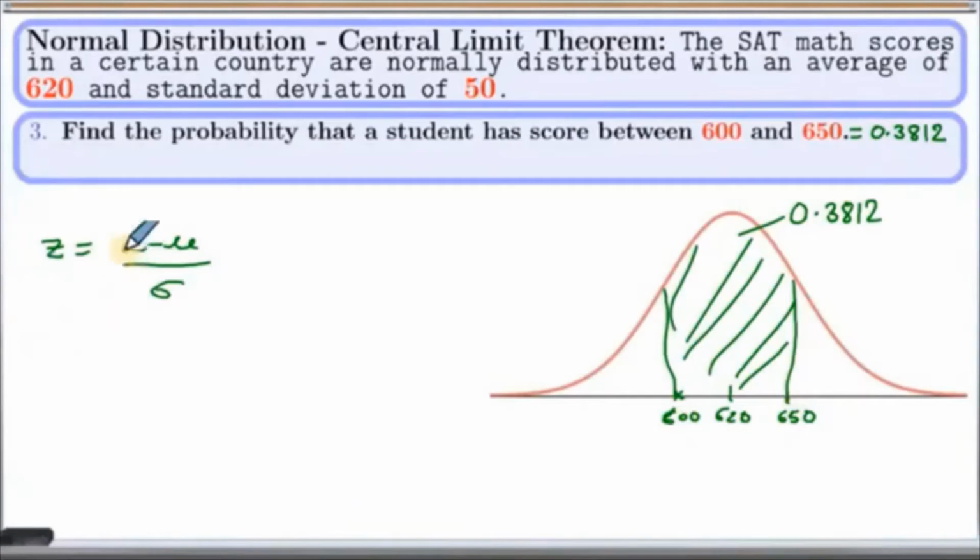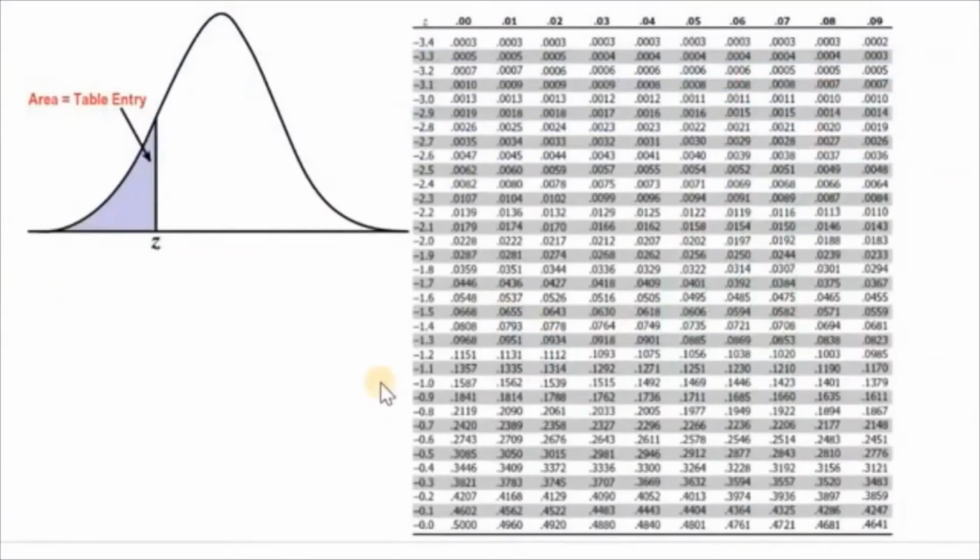Let's try to find the z-score for 600. So our x is 600. Our mean is 620, and our standard deviation is 50. When we do this math, we get negative 0.4. Now, we need to look up in the table to find the area for the negative 0.4 z-score.